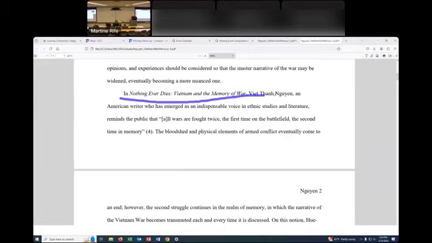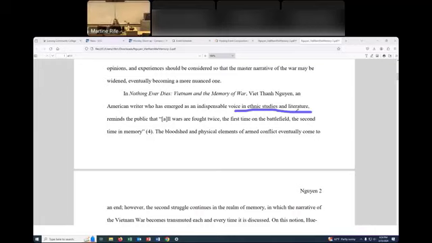So here the author gives us an introduction. Using the quote sandwich method, it tells us the name of the book. The author is an American writer who has emerged as an indispensable voice in ethnic studies. So it evaluates the author a little bit, tells us why this author is somebody that we should believe. That's really helpful to the reader's understanding of what the author is about. The author is a voice in ethnic studies and literature. That's a description of the author's work that's kind of like a summary.